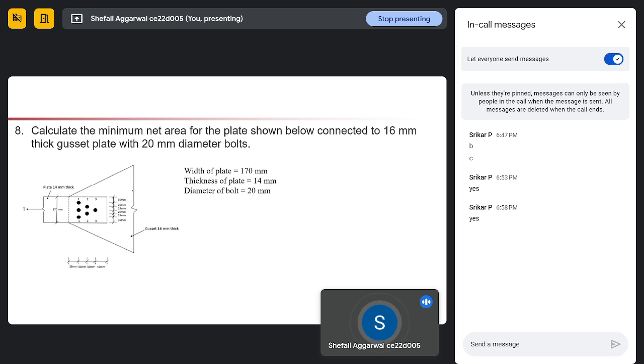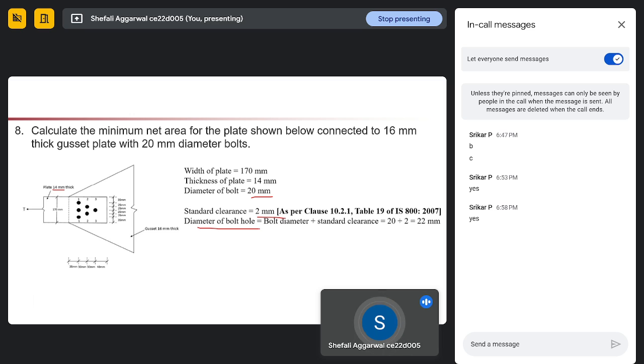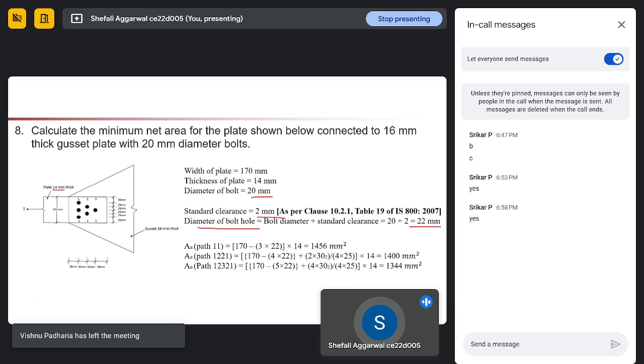So what is given to us? This thickness of plate is given to us. How are we calculating net area? Width minus n d into thickness of our plate. Plate thickness is given as 14 mm, and diameter of bolt is 20 mm. We are taking standard clearance as 2 mm, so the diameter of bolt hole is 22 mm, 20 plus 2, and we will calculate it for the different parts.